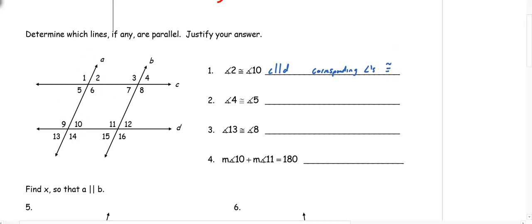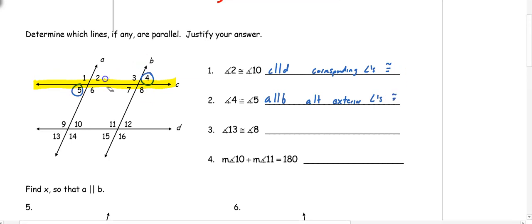Number two, angle 4 and angle 5. So angle 4 and angle 5 are on the outside of their lines, and they're on alternating sides of the transversal. So because we have alternate exterior angles that are congruent, we would say that A is parallel to B by alternate exterior angles that are congruent.